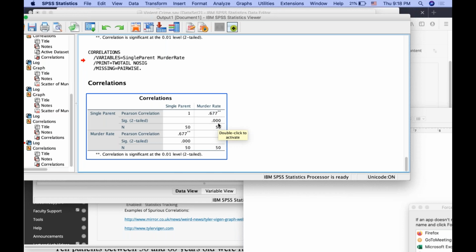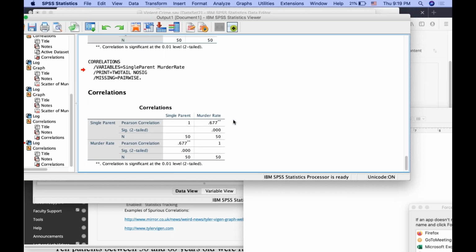Yes? Seeing how the murder rate is 0.67, would you still reject that? No, you would reject it. The 0.677 is the Pearson's correlation coefficient. Remember, 0 means no correlation, 1 means a perfect positive correlation, and -1 means a perfect negative correlation, right? That gives you the strength of the correlation, how close those points are to the line. The significance tells you whether it's due to chance or statistically significant, right?